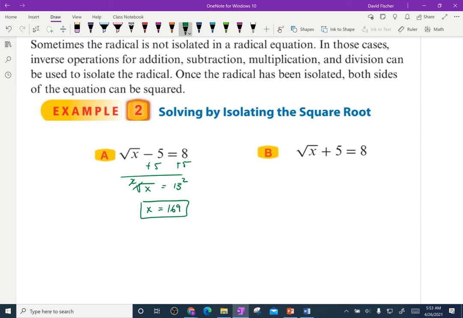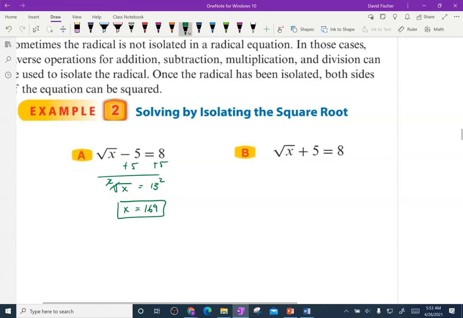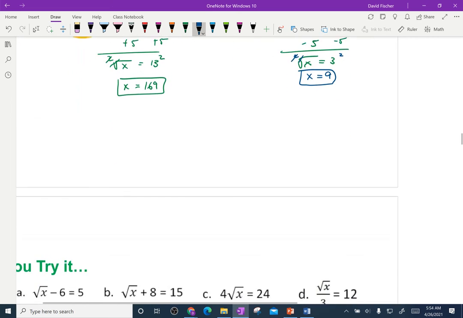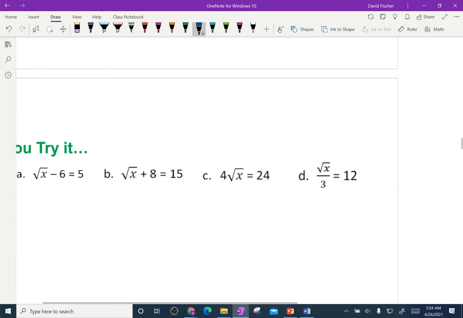All right, so let's see now over here. I'm going to subtract 5 from both sides. Now I have square root of x equals 3. We'll square both sides. I'm getting x is 9. Again, we can put that in. Square root of 9 is 3. 3 plus 5 is 8. So I'm 100% sure that that's the right answer.